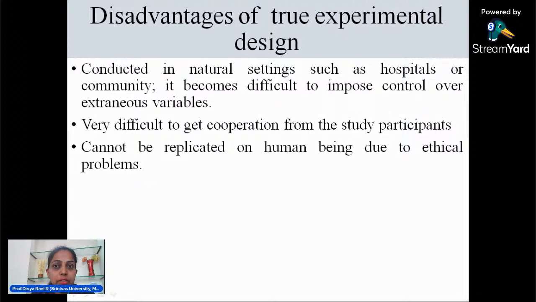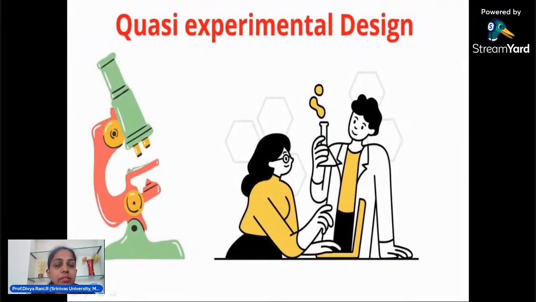Disadvantages. Sometimes this true experimental design needs to be done in a natural setting, like maybe in a hospital or community. So such a thing happens, maybe less control over the extraneous variables will be there. And sometimes it is very difficult to get cooperation from the study participants. And sometimes when you are replicating this kind of research on human beings, some ethical issues can arise. Okay, so these are the disadvantages.